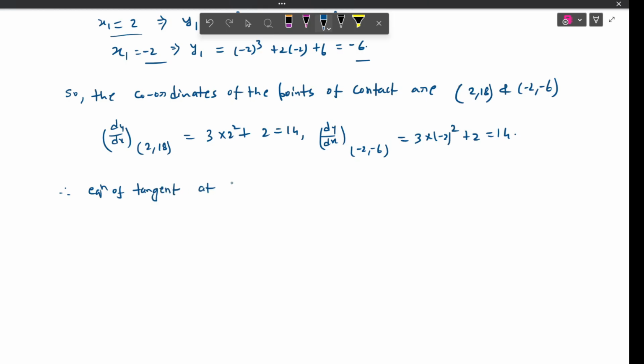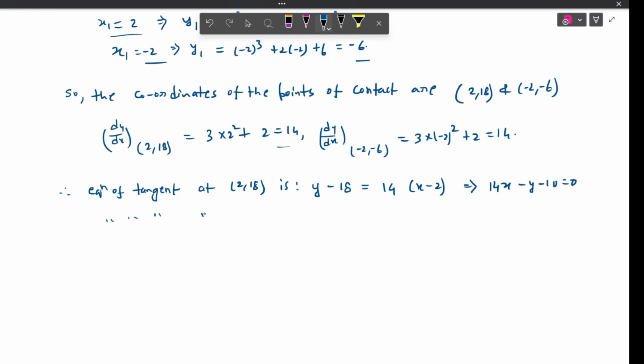So equation of tangent at 2, 18 is y minus y1 equals to m, m is 14, x minus x1. So after simplifying, you will get 14x minus y minus 10 equals to 0.